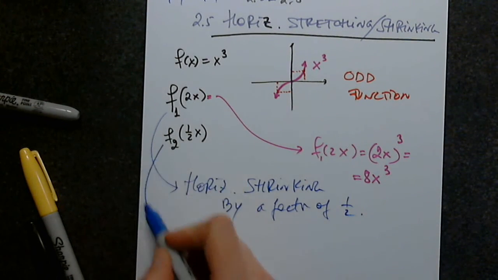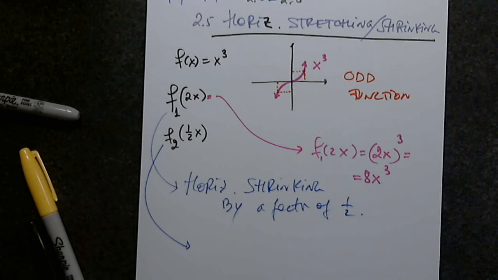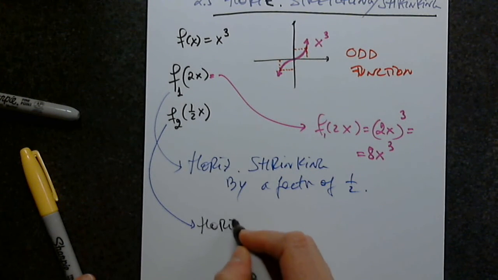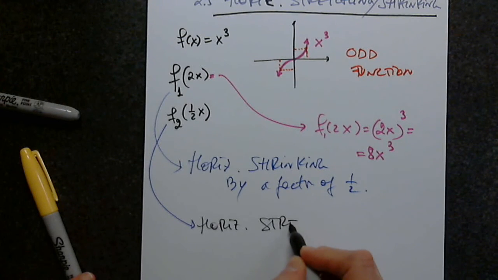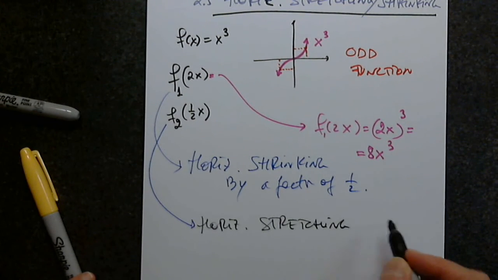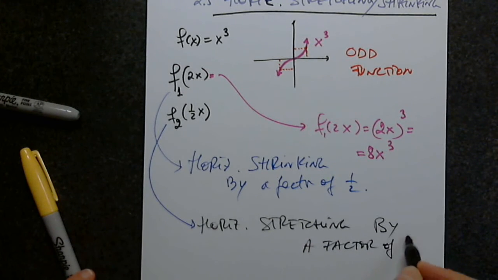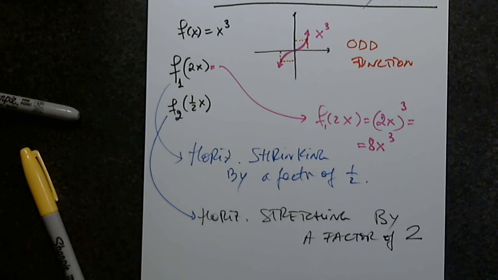So therefore, what will this one be? When I change x into 1/2 x. Yes, exactly the opposite of what you would expect. So this is a horizontal stretching by a factor of 2. We don't have to do anything with this.